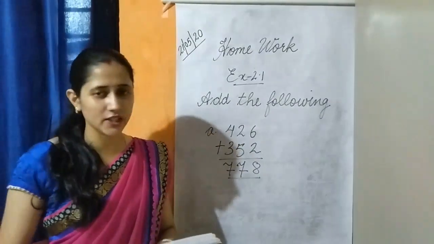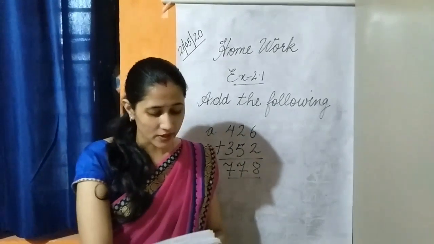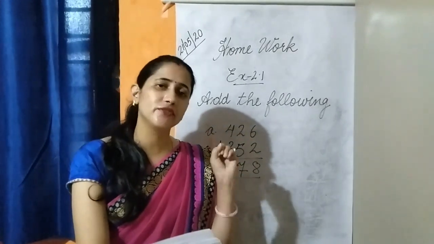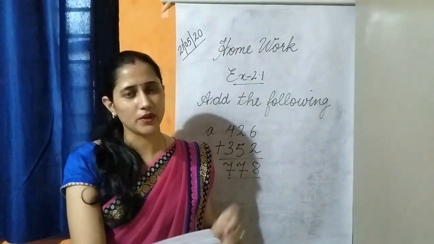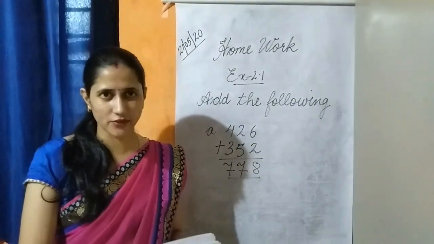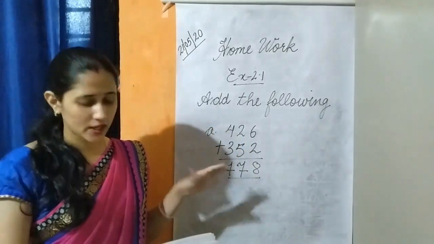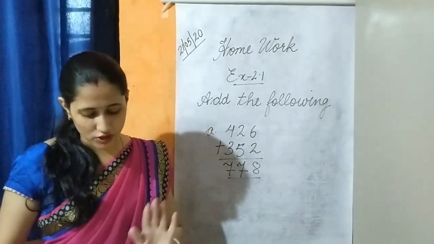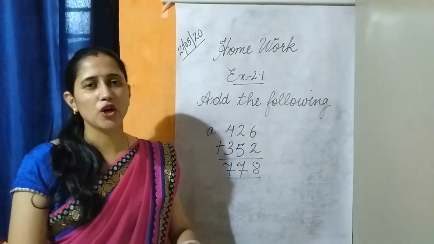Question number 1, add the following only. Okay, question number 2, write in columns and add, that we will do in a copy. Because you have to arrange it, I will give you that in the copy here in our online class. But question number 1, add the following, is going to be your homework.